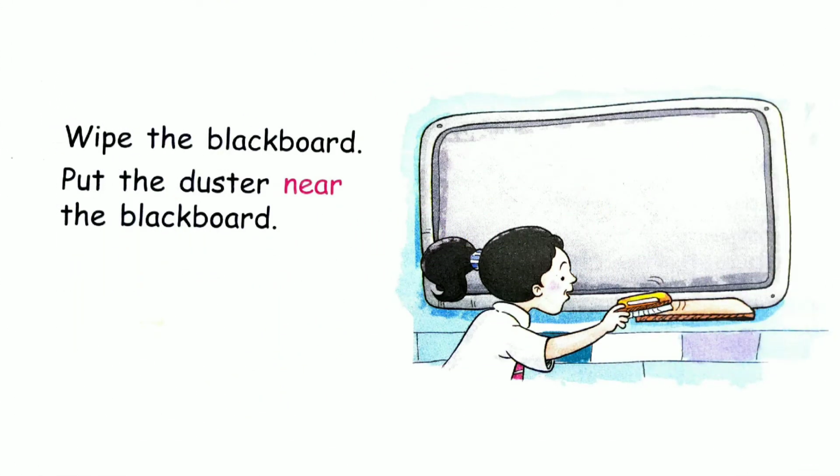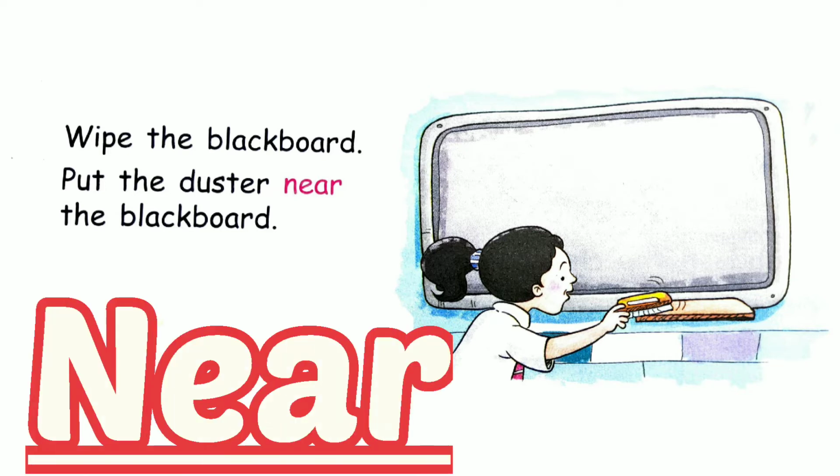Look at this picture. Here, the teacher tells the students to wipe the blackboard and put the duster near the blackboard. What does the student have to do? The student has to wipe the blackboard. And what is the position of the duster? The duster has to be kept near the blackboard. Put the duster near the blackboard.